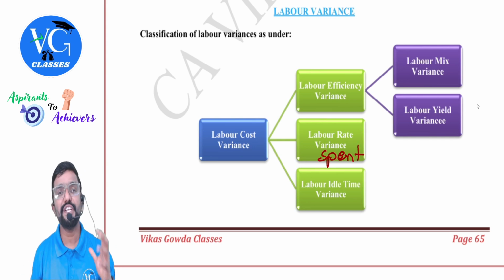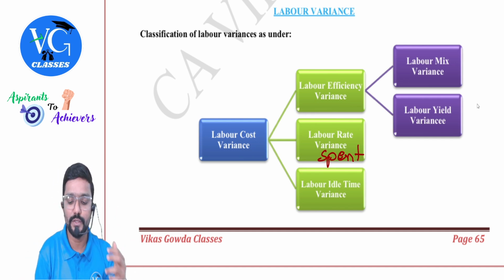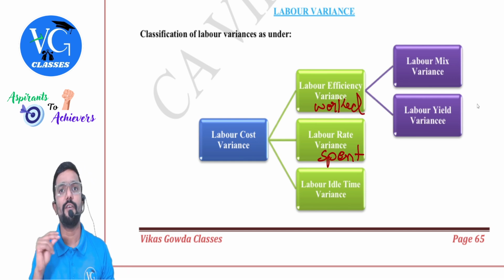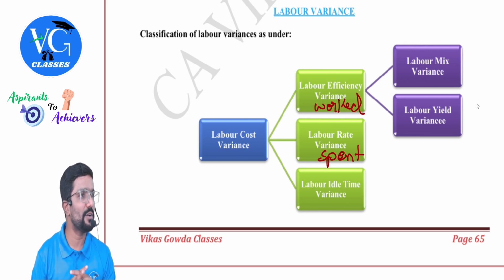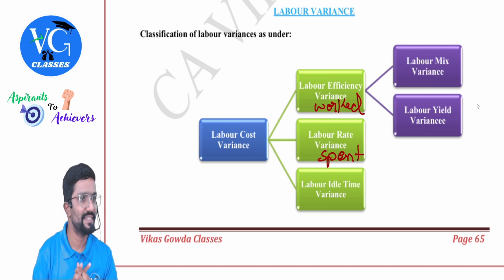Next, labor efficiency variance. Efficiency can always be measured for actual hours worked. Productivity we will get for actual hours worked, so this will always be for worked hours. So what is the formula, sir? Standard hours for actual output minus actual hours worked, into standard rate.